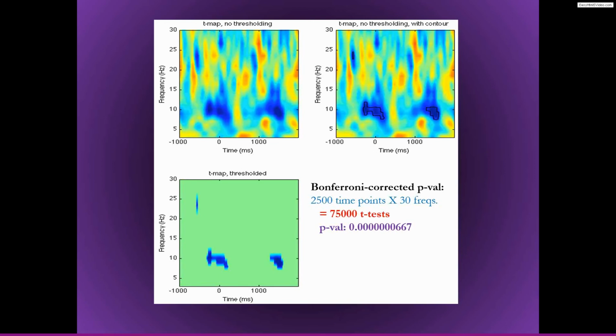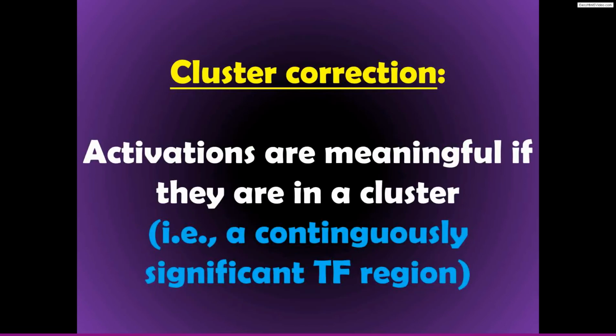And at the risk of being a bit redundant, there's nothing wrong with Bonferroni correction in general, and it certainly has its place in neuroscience. But for statistically thresholding time frequency maps like this, or space maps, or something where you have a lot of different points with very strongly correlated data, Bonferroni correction is really just not appropriate.